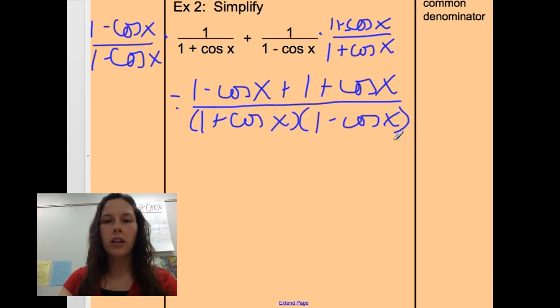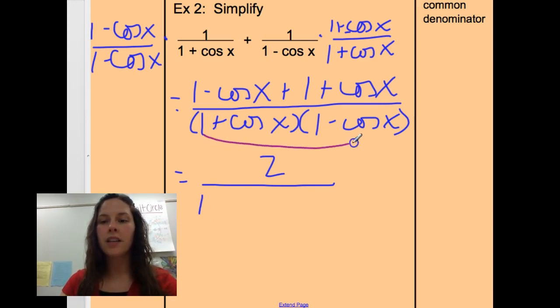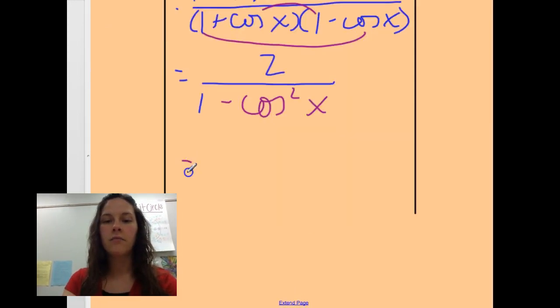So in the numerator, obviously my cosines cancel. One's positive, one's negative, so I'm left with 2. And in the denominator, I'm going to distribute. So we have 1. And what happens when I distribute is I will get negative cosine x plus cosine x, which will also cancel. So we'll have minus cosine squared x in the denominator.